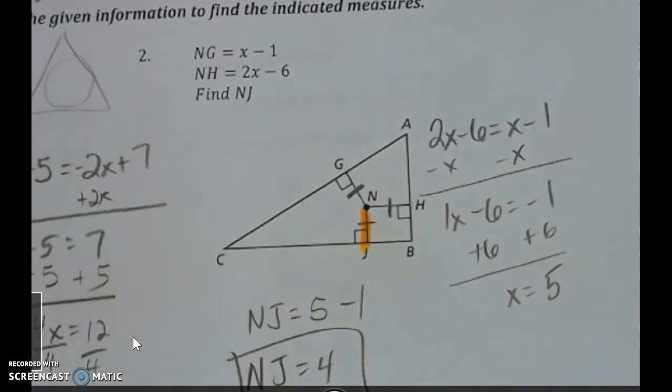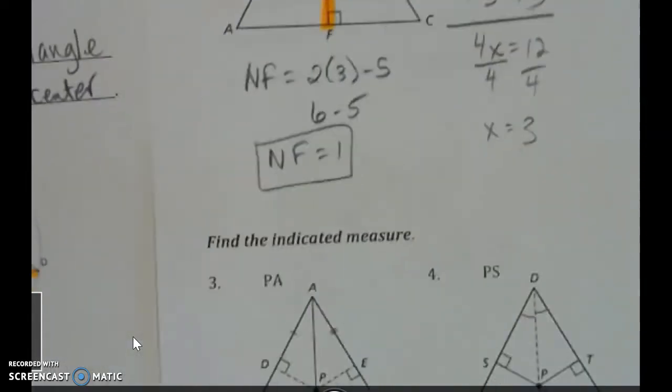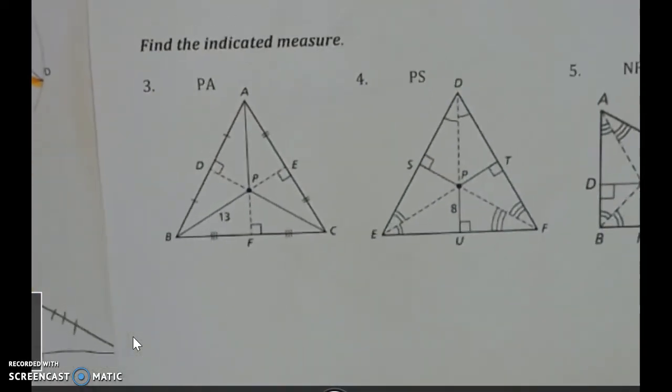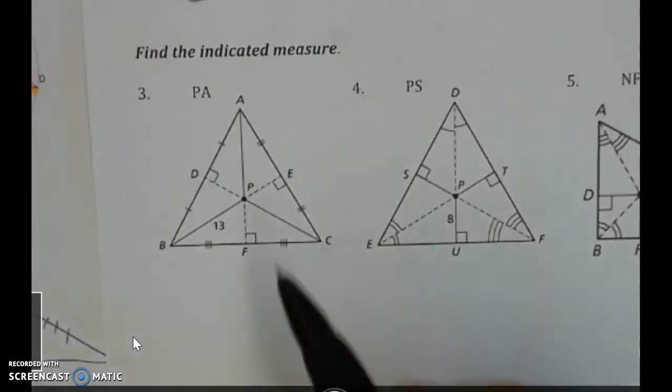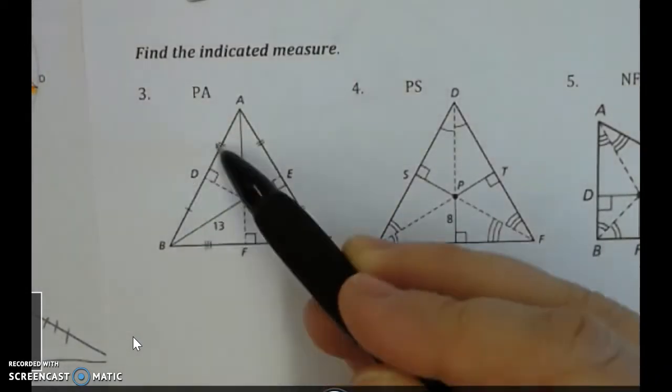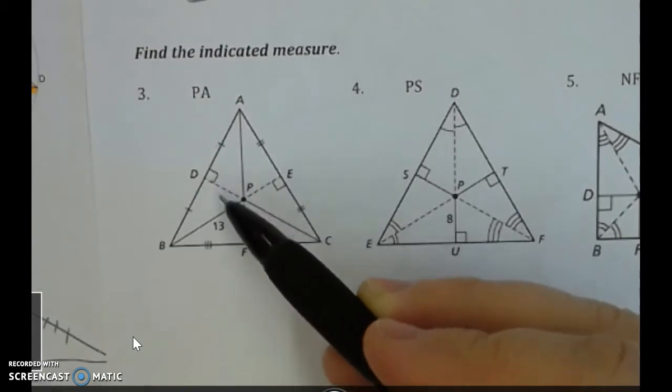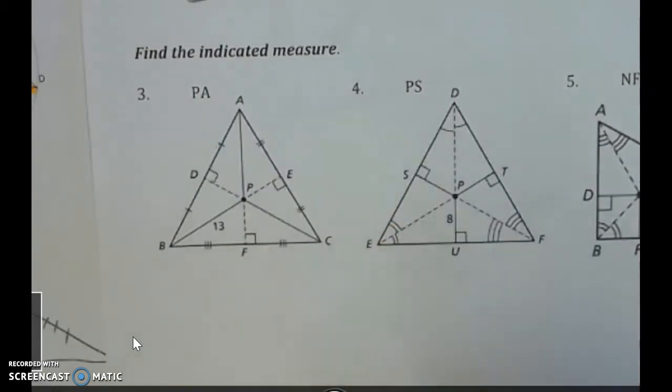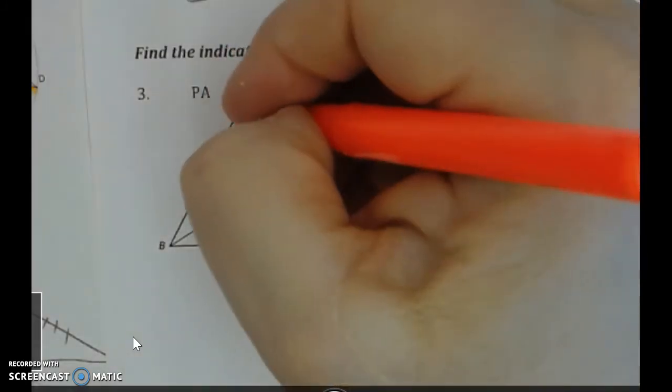All right, the second set of problems we're dealing with is perpendicular bisectors. And I know they're perpendicular bisectors because I have midpoints and perpendicular lines. So midpoints and perpendicular lines. So the question is asking me to find P to A.